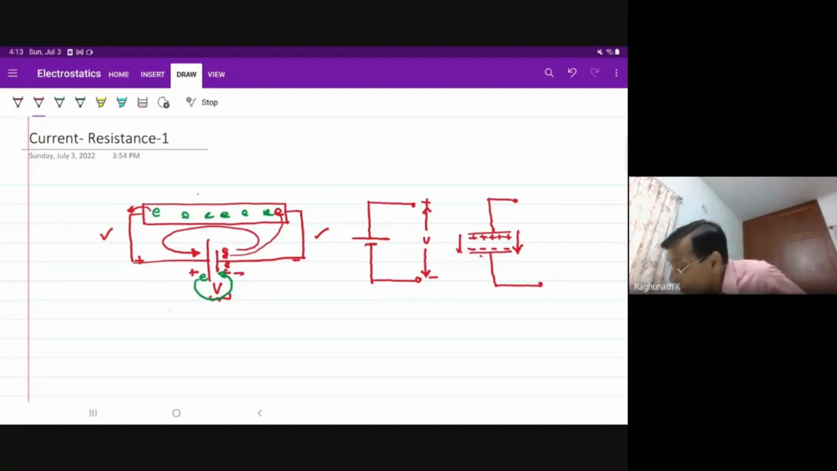For that, we need to pump somehow energy inside the source to transfer the electrons from the positively charged conductor to the negatively charged conductor. It is something like this for us.